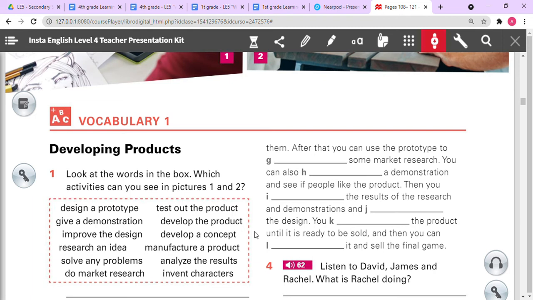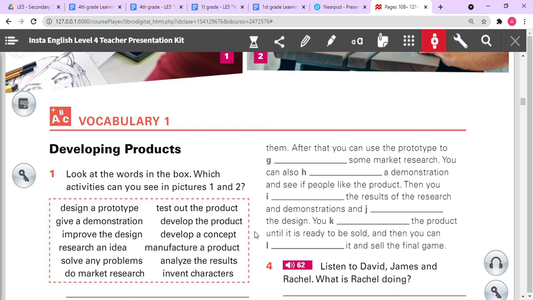You can also give a demonstration and see if people like the product. Then you analyze the results of the research and demonstration and improve the design. You develop the product until it is ready to be sold. And then you can manufacture it and sell the final game.